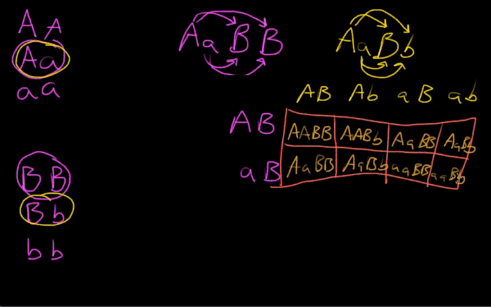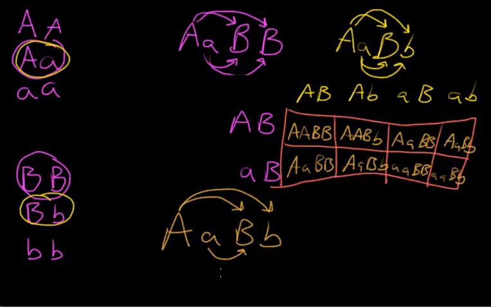So that's pretty much it. The trick to remember here is this pattern. You go from the first allele of the first gene to the first allele of the second gene, and then from the first allele of the first gene to the second allele of the second gene, and then from the second allele of the first gene to the first allele of the second gene, and then from the second allele of the first gene to the second allele of the second gene. That will give you all the possible combinations. Hope that helps.